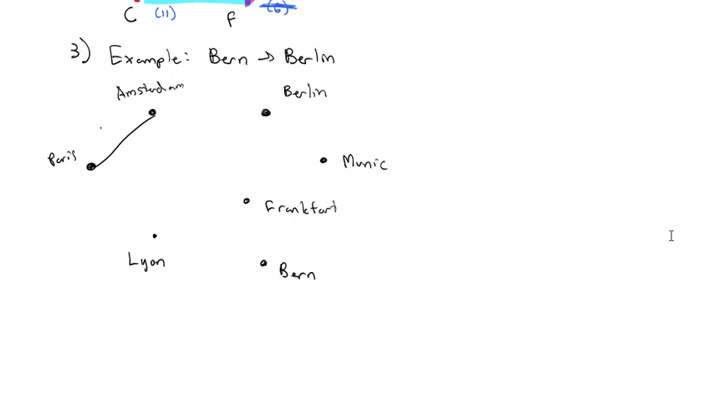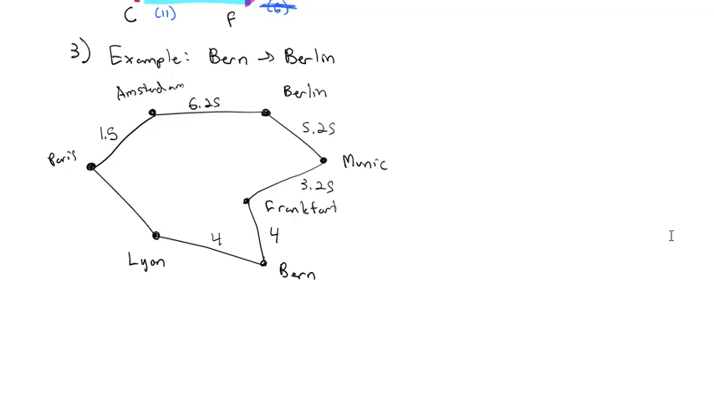Paris is connected to Amsterdam by a 1.5 hour trip. Amsterdam is connected to Berlin by a 6.25 hour trip. Berlin to Munich by a 5.25 trip. Munich to Frankfurt by 3.25. Frankfurt to Bern by a 4 hour trip. Bern to Lyon by a 4 hour trip. And Lyon to Paris by a 2 hour trip. But then there's also the trip from Frankfurt to Amsterdam, which is a 4 hour trip.